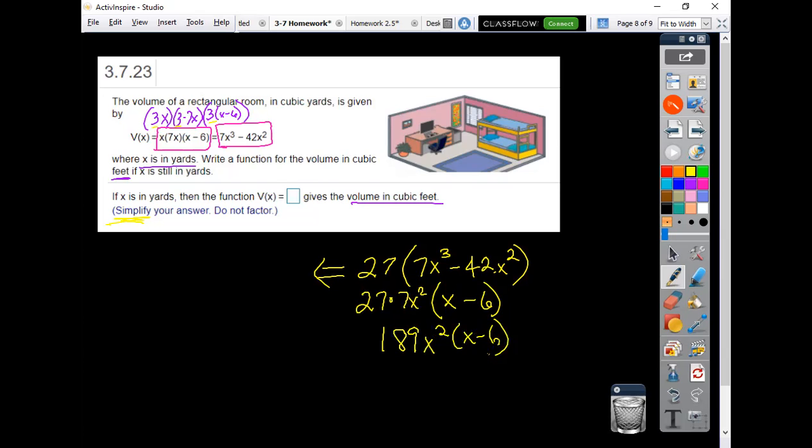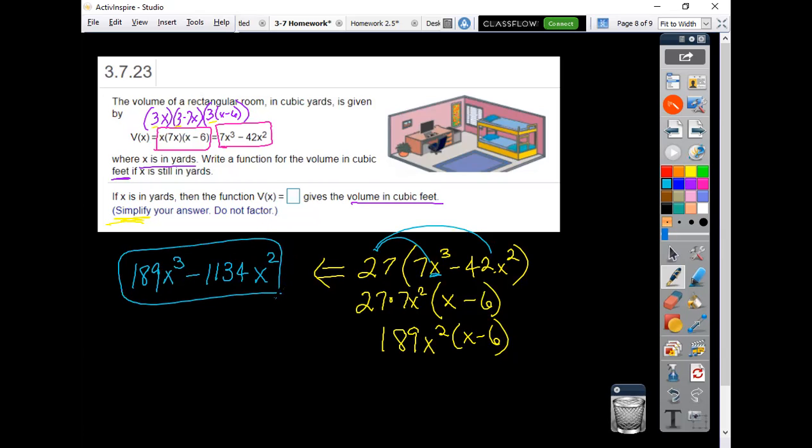And usually in this book or in this computer software, when they say simplify, what they want is they want this all distributed out. So if you take that 27 times that 7 and get 189, and that x cubed is still there with it, and then you take it times this one, 27 times that 42, and get, let's see, that subtraction in between, 1134 x squared. I think when they say simplified, that's what they're after for you to enter for your solution.